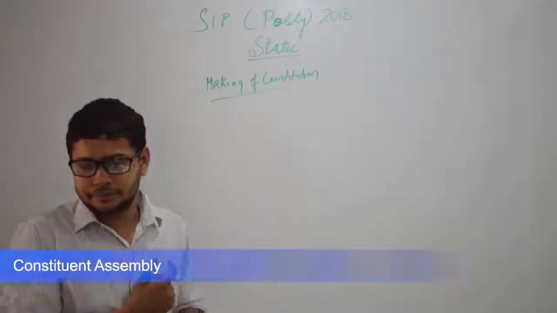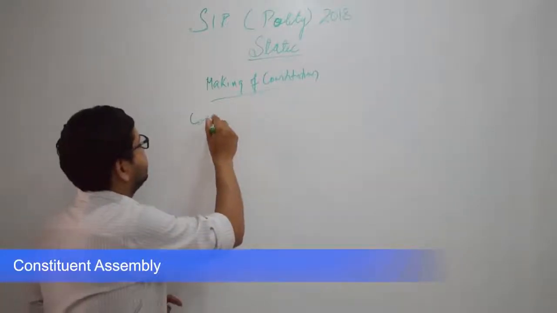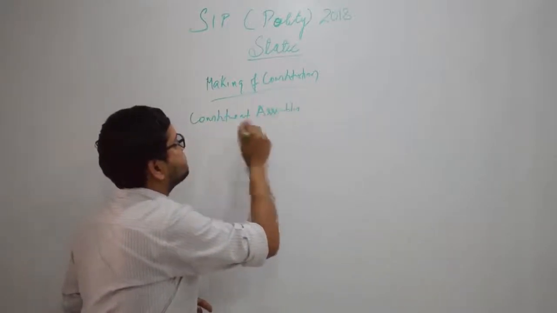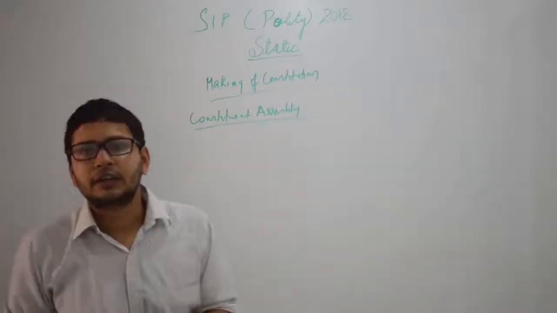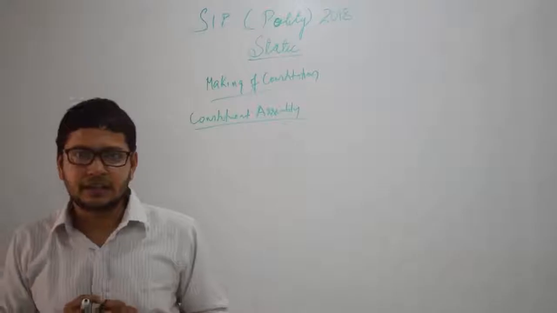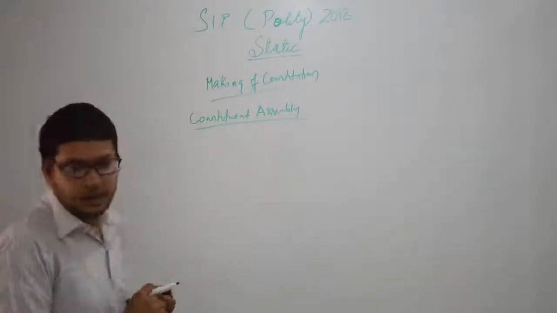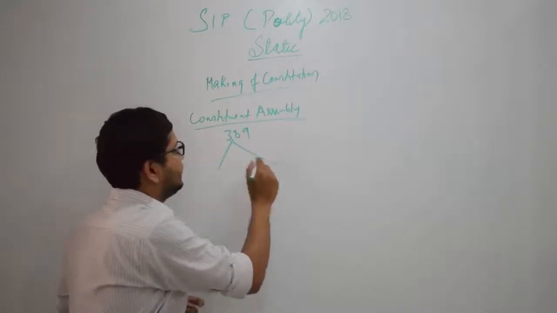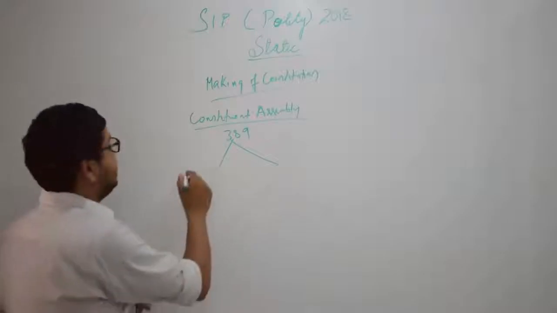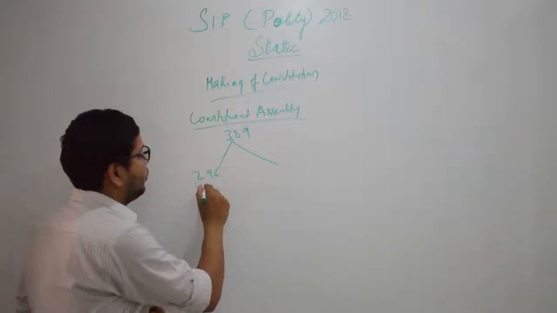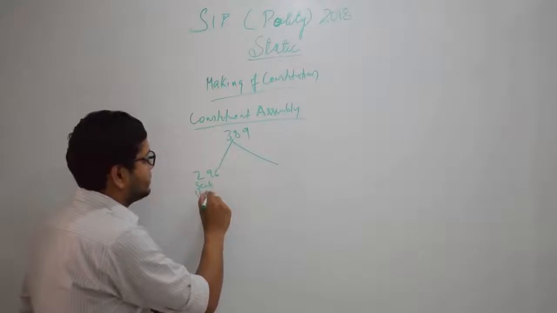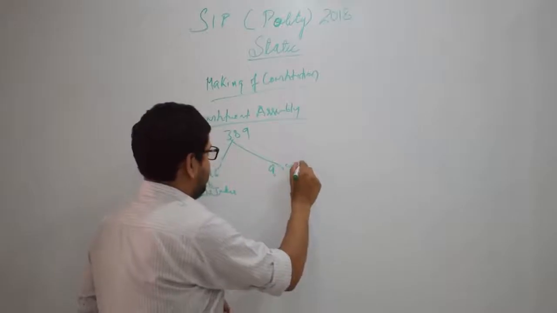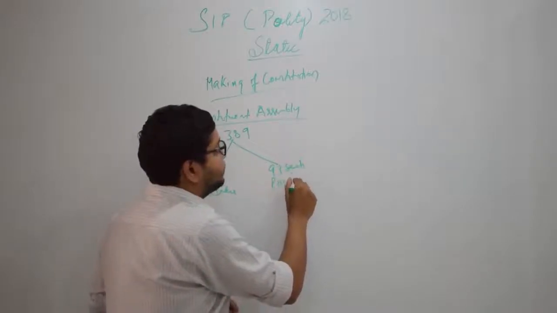So as you know, the Constituent Assembly was formed after the Cabinet Mission Plan, and in that Constituent Assembly there were 389 seats, and out of those 389 seats, 296 seats were allocated to British India, and 93 seats were given to the princely states.